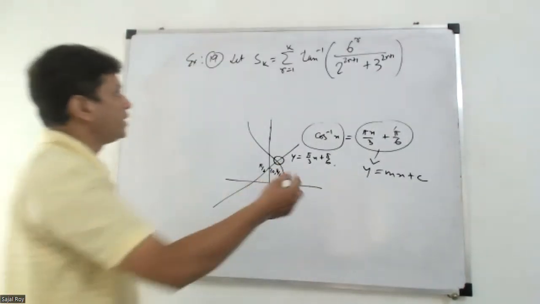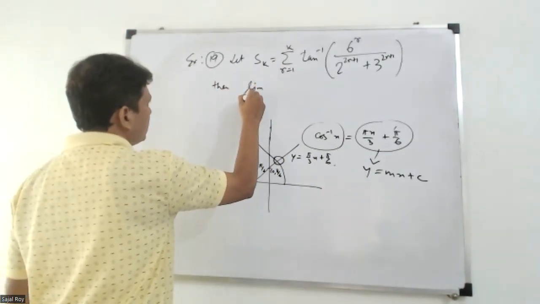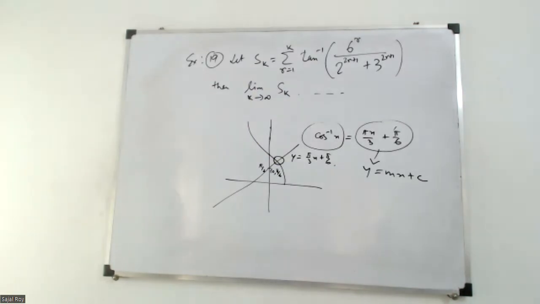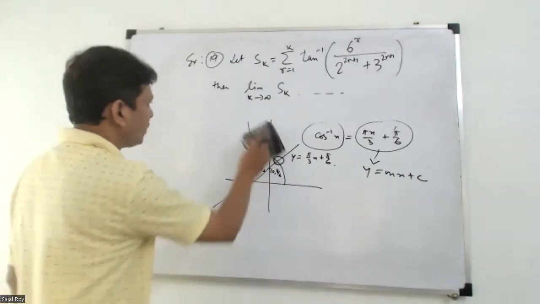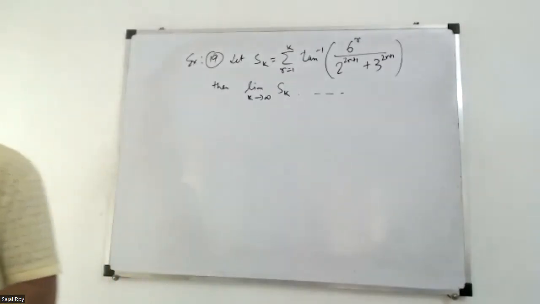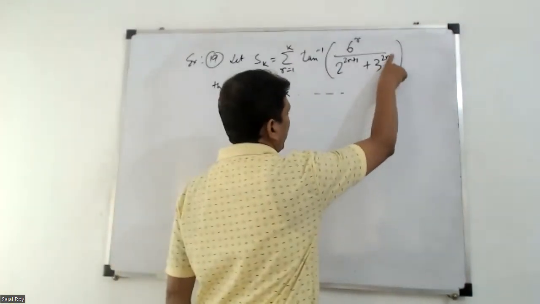Then limit n tends to infinity, the same question. Limit k tends to infinity, what is your SK? You have to find out. So what is the splitting? Can you tell me the splitting? Can you split this part? So that is 2 to the power 2r plus 1, 3 to the power 2r plus 1, right?